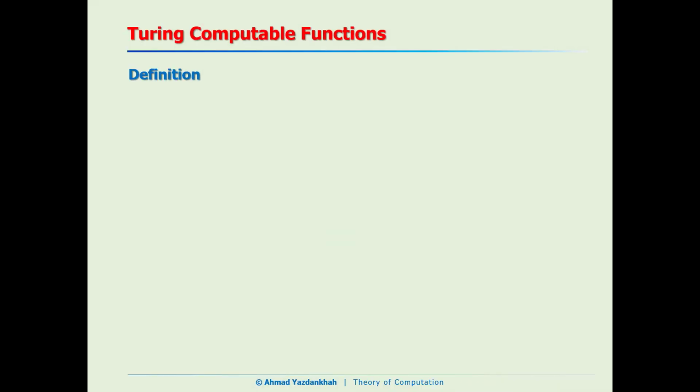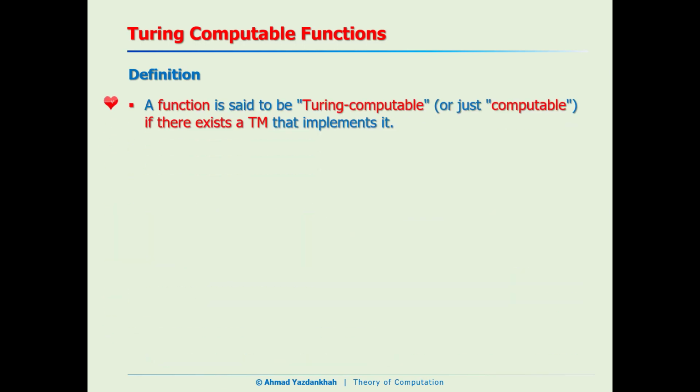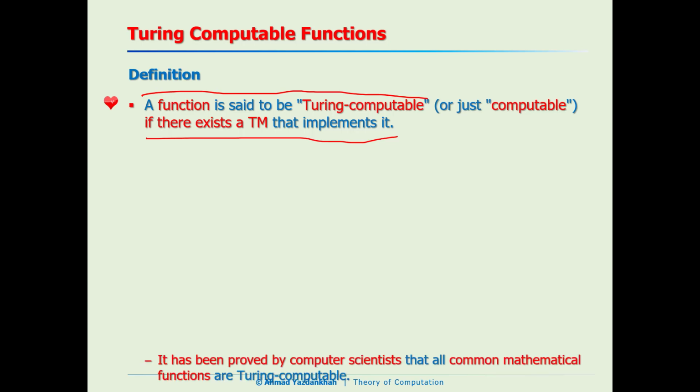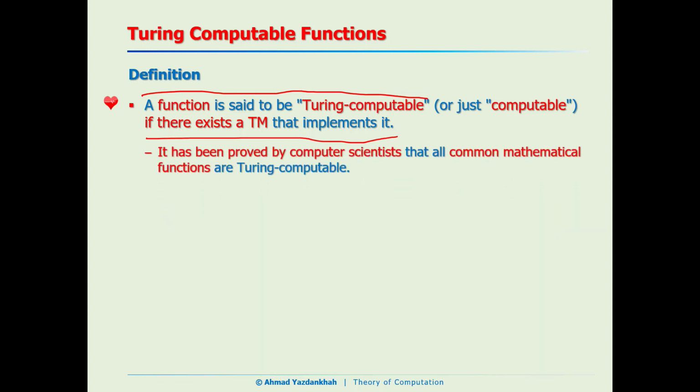So what is a Turing computable function? So far we learned that Turing machines can simulate or implement functions. But do they have a specific name? Yes, we call them Turing computable or just computable. So a function is said to be Turing computable if there exists a Turing machine that implements it. And it has been proved by computer scientists that most mathematical functions are Turing computable. It means that we can implement them with Turing machines.